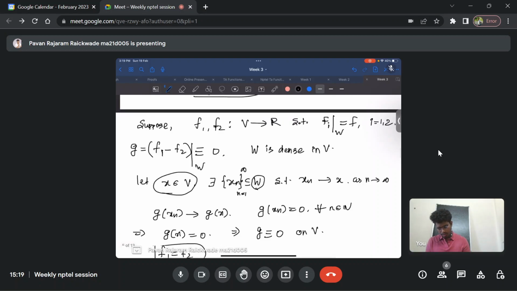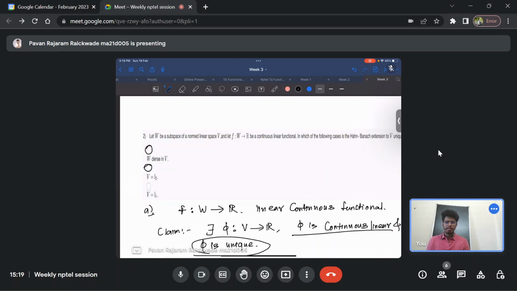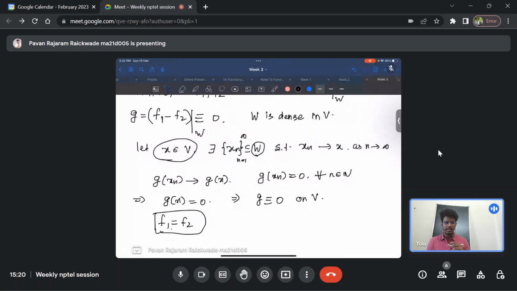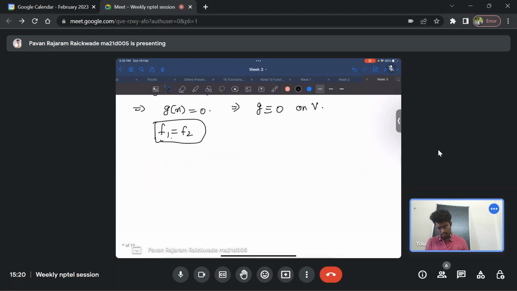For the second and third parts, in one of the lectures of the third week, sir mentioned a theorem. The theorem says that the extension is unique if and only if the dual is strictly convex. Yes, I agree. In the Hilbert case, it should be true, since Hilbert spaces are strictly convex.